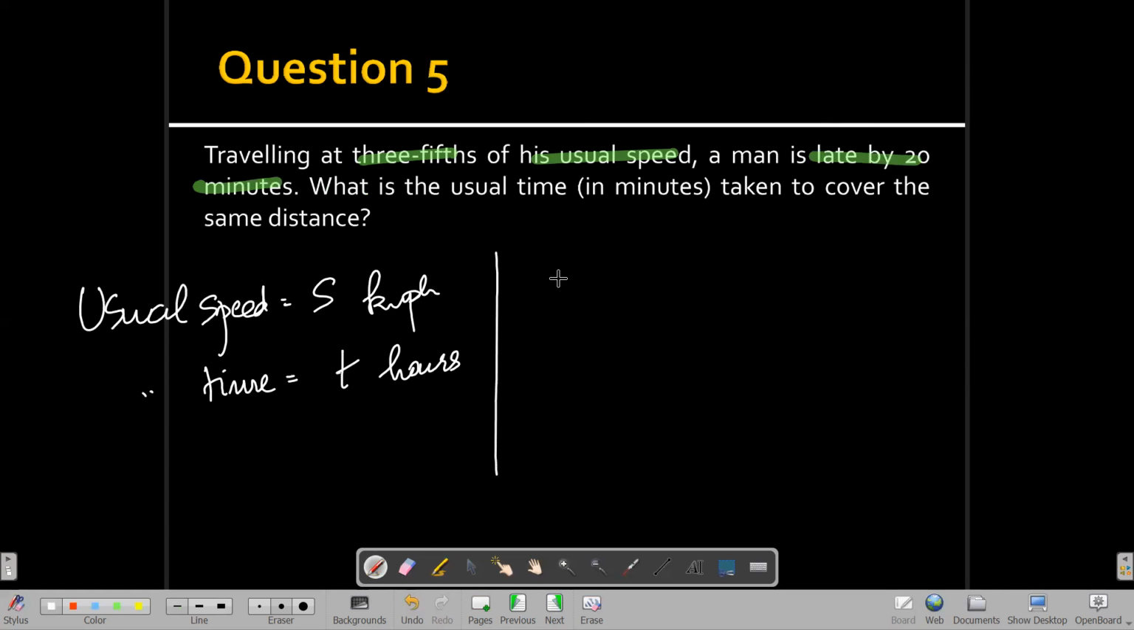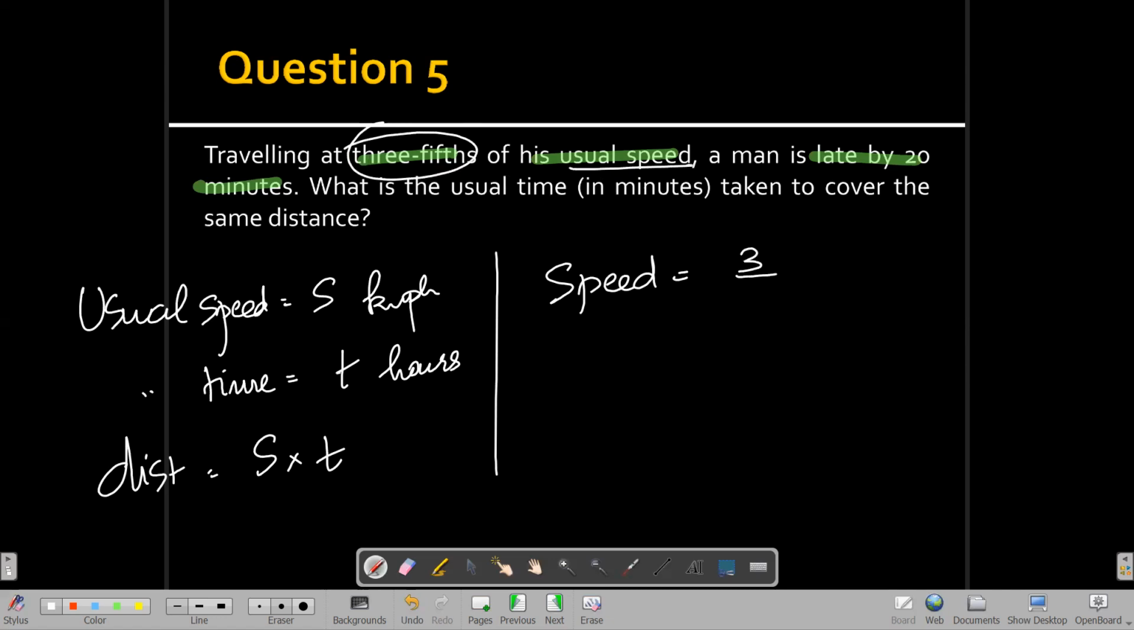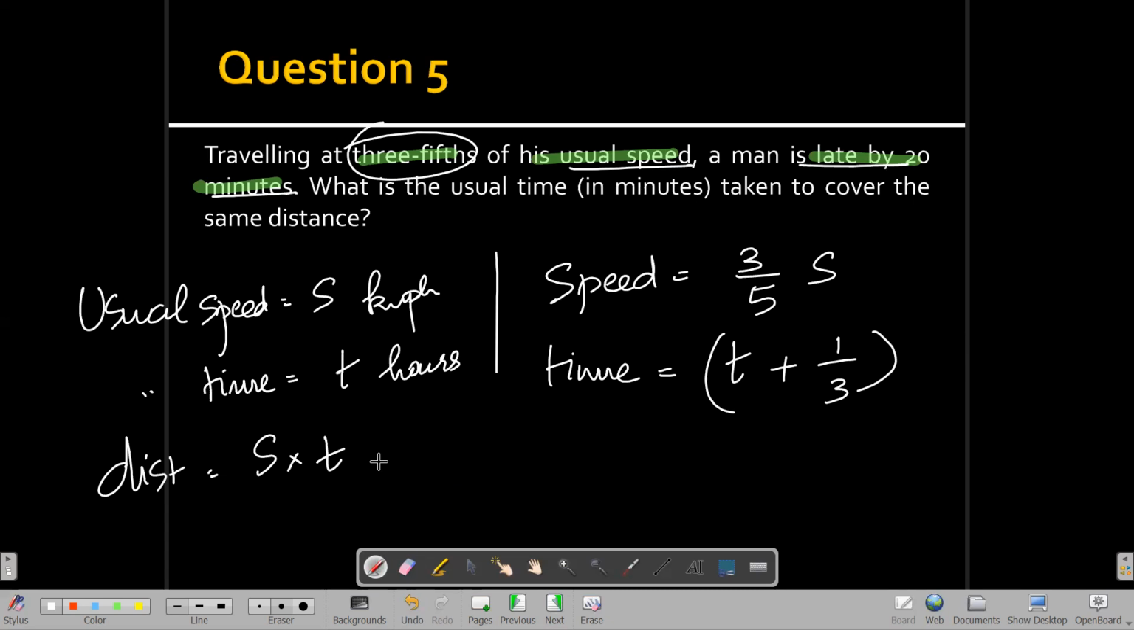So I can consider that here the distance remains the same. Distance is equal to speed into time, that is s into t in this case. Now the revised speed is 3/5 of the usual speed, that is 3/5s. And in this case, the man is late by 20 minutes, which means the time taken is usual time plus 20 minutes extra. So I can write 20 minutes as 1/3 of an hour. So the new time taken is t plus 1/3. Now the distance covered, since it is the same, you can equate them.